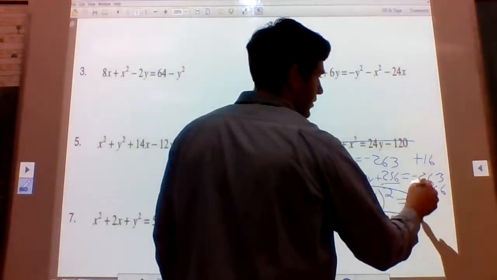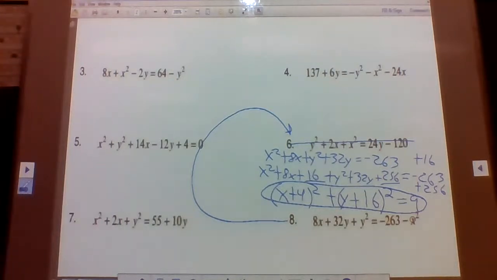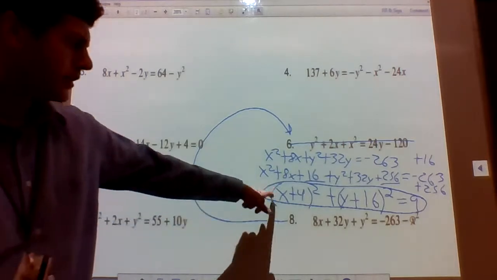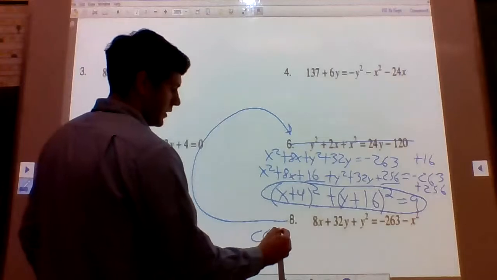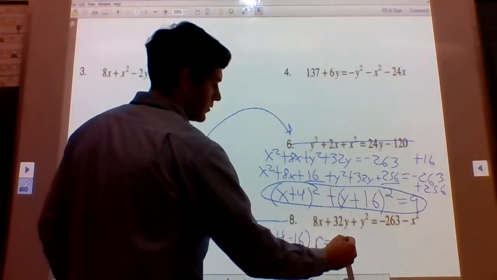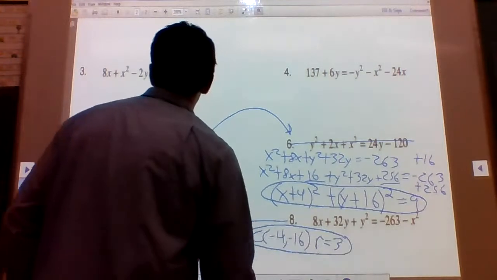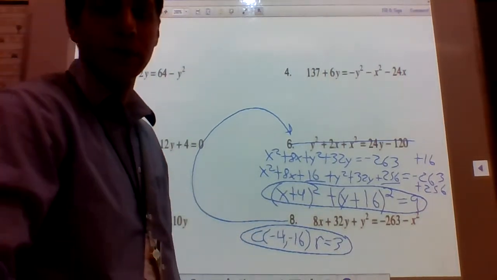Right, so 16 minus 263 plus 256. It's a 7 gap there, so that'll cancel, and then 9 are left. So number 8 is x plus 4 squared plus y plus 16 squared equals 9. So the center here is negative 4, negative 16, and the radius is 3. Okay. And that is that. So that's the extra credit, complete the square.